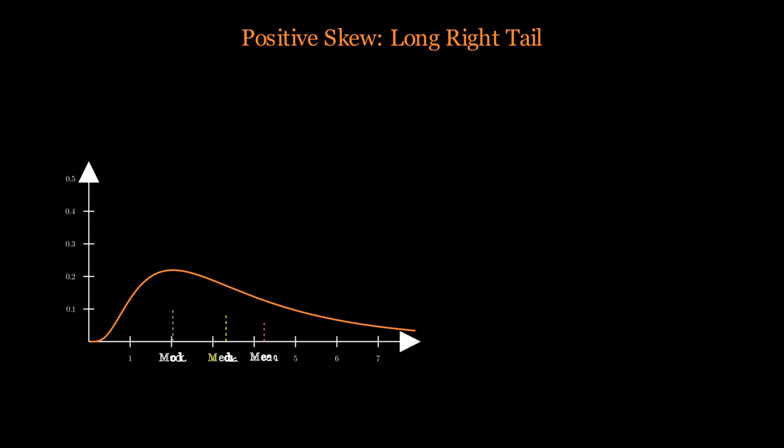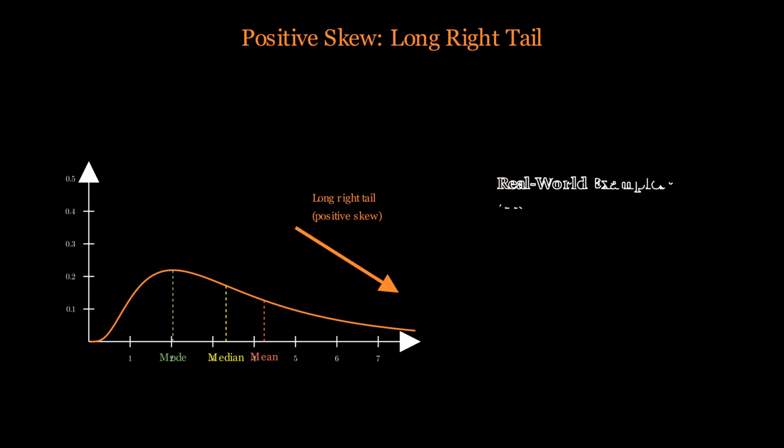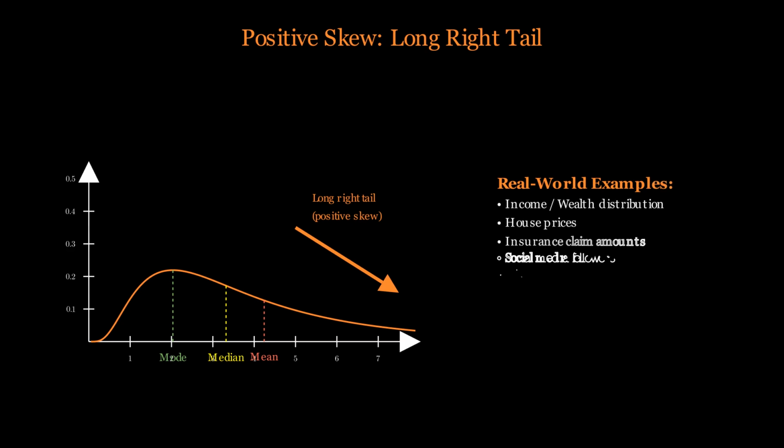In real life, income distribution is the perfect example. Most people earn moderate incomes. But billionaires create a long right tail that pulls the mean salary far above what a typical worker actually earns. House prices, insurance claims, social media followers, earthquake magnitudes, all exhibit this same pattern of many small values and a few extreme large ones.